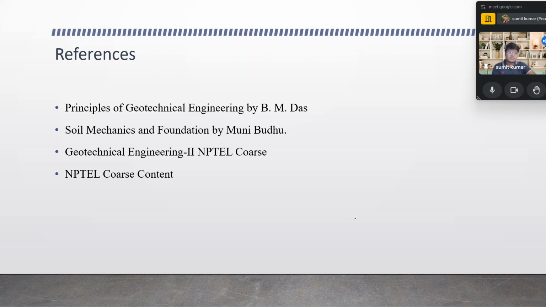Whatever books you have, if the reference books mentioned are there, you can use those books and solve the problems.